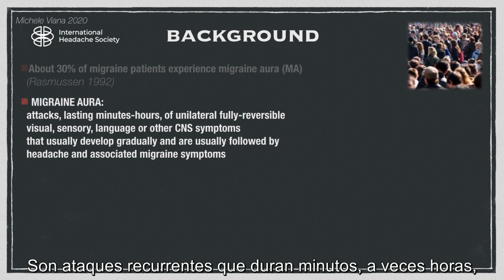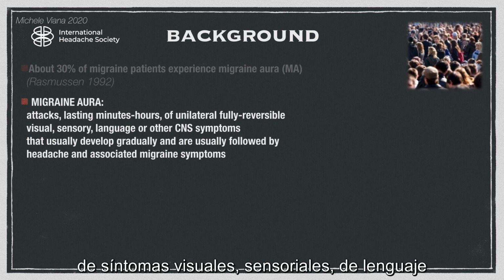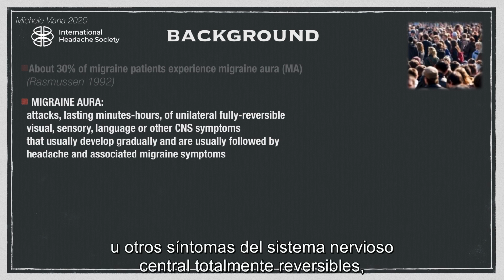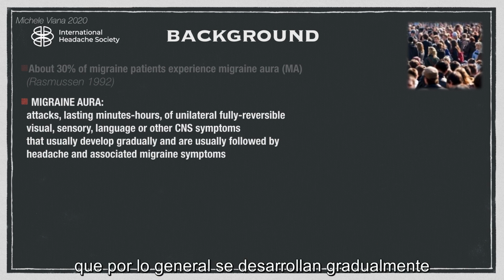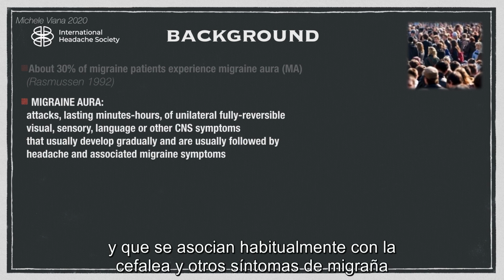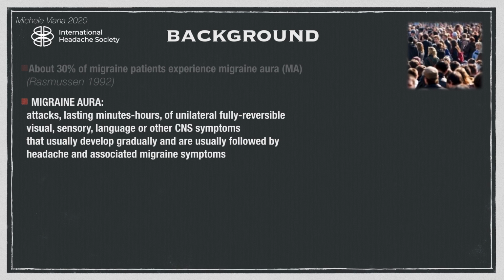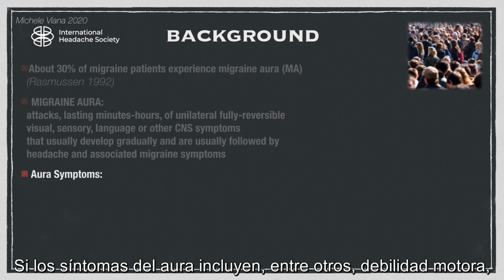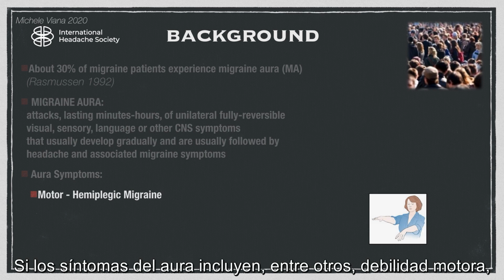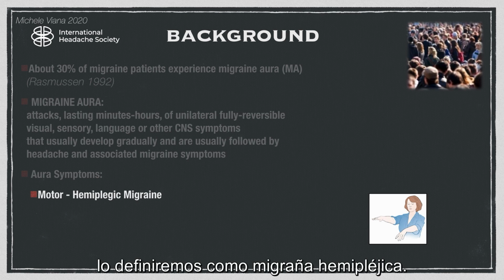Recurrent attacks lasting minutes, sometimes hours, of fully reversible visual, sensory, language, or other central nervous system symptoms that usually develop gradually, which are usually associated to headache and associated migraine symptoms. If aura symptoms include, among others, motor weakness, we will define it hemiplegic migraine.